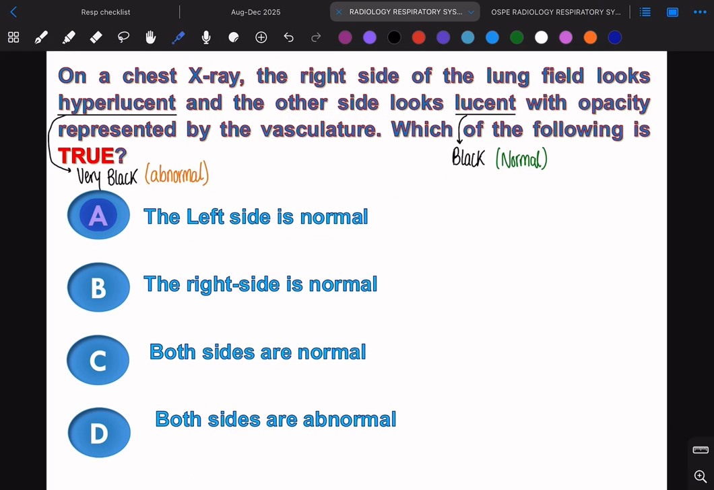So which of the following is true? Initially, anything with both is going to be wrong because one of them is abnormal. So both is wrong. It's either the right side is normal or the left side is normal. We said hyperlucent means there's an abnormality, so that means the left side is the normal side.